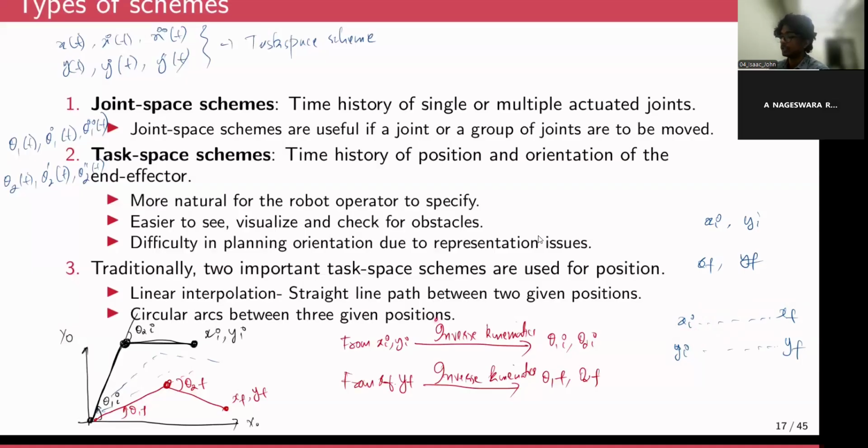So the stage at which you perform this inverse kinematics is different for joint space and task space schemes.